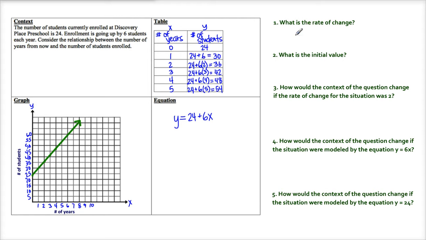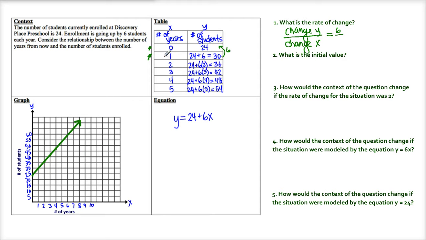So remember that the rate of change is the change in y divided by the change in x. So on our table, we're going to choose 2 lines, and I just like choosing the top 2 because they're the smallest numbers usually. And we're going to see how y changed and how x changed. So we're going to subtract here. 30 minus 24 is 6. So y changed by 6 from the first point to the second point.